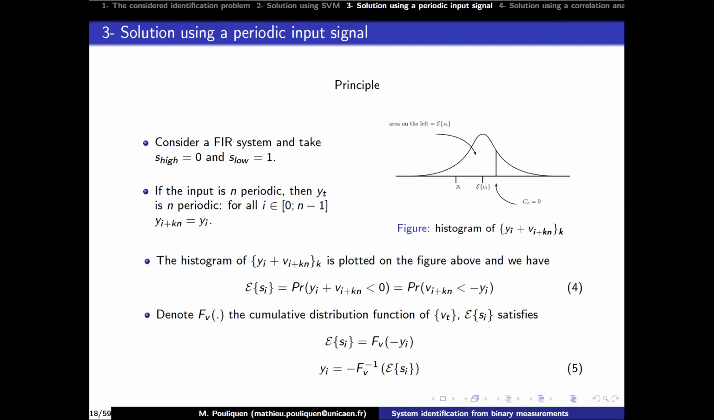Mathieu, of course, when you say that the cumulative distribution function is known, you need to know also, well, you can say it's Gaussian, but you need to know the variance of the noise. How can you estimate it? How would you do that? I will record a signal without input. And if no input, no output, and I can estimate the variance of the noise.